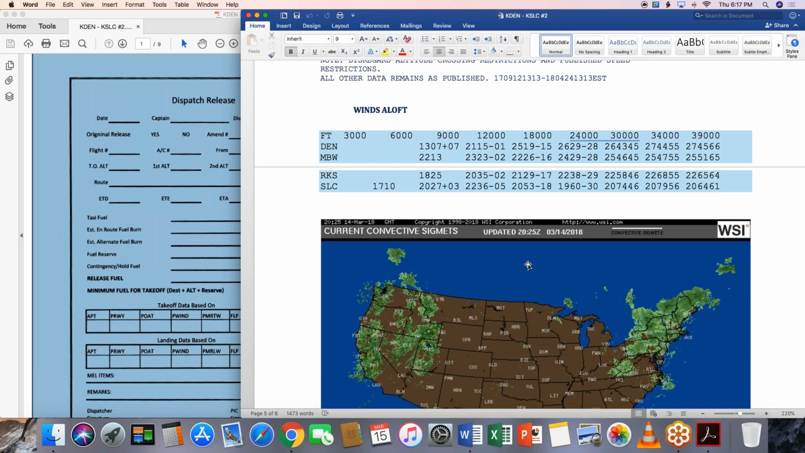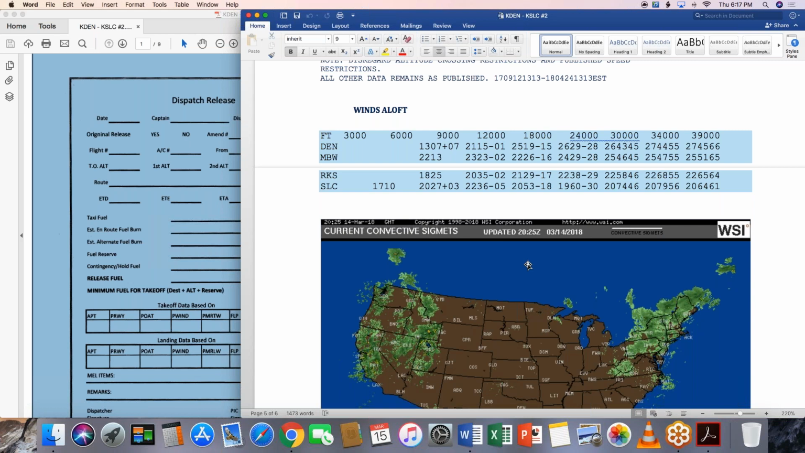At 38,000 feet, since the next lowest number is 34,000 feet, I'm just going to round up to get my winds aloft data. Remember, we're keeping it simple here. I'm just going to go up to 39,000 feet to pull my data. Okay, 39,000 feet, my winds aloft over MBW are 255165.